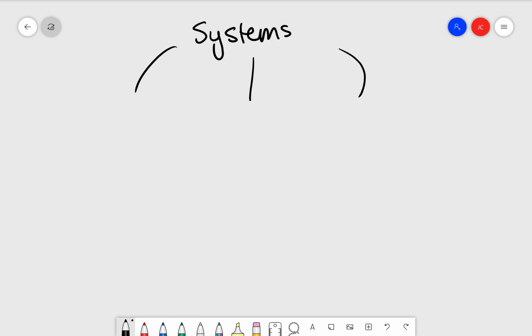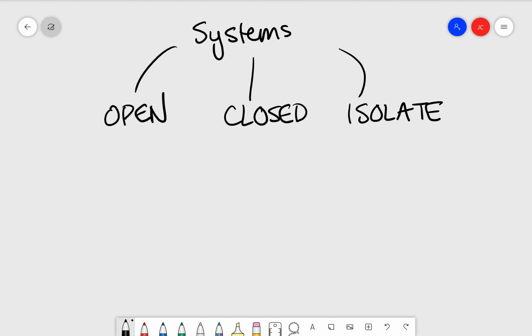So the three types of systems. The first type of system is an open system. The second type of system is a closed system. And the third type of system is an isolated system. And open, closed, and isolated systems differ in what is allowed to enter and exit the system.